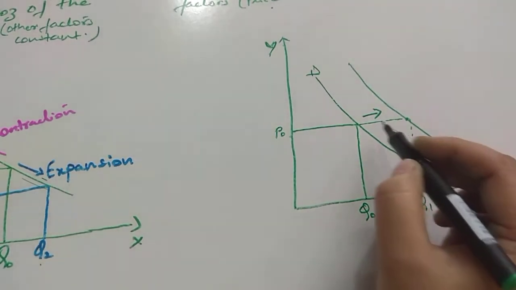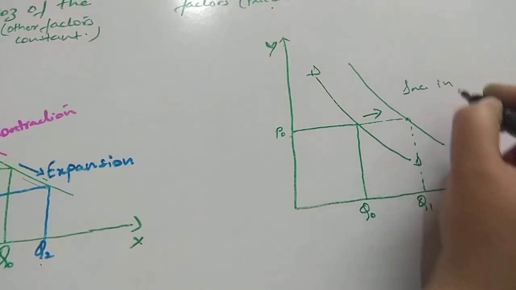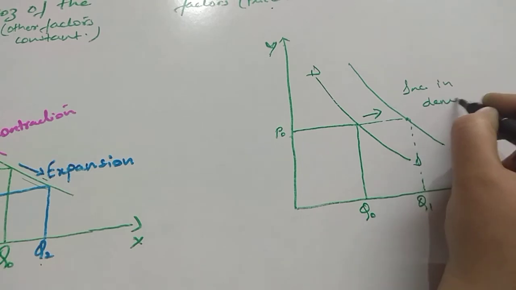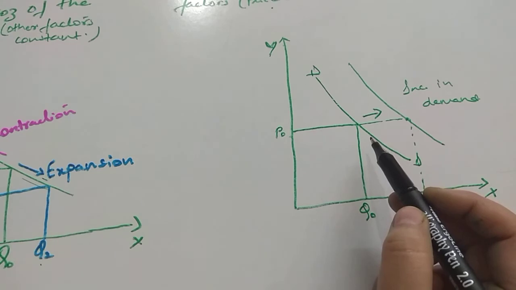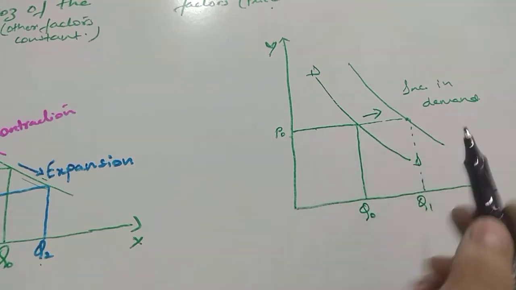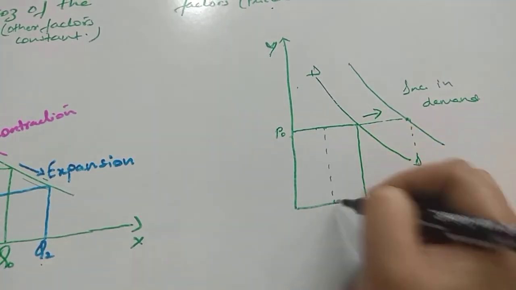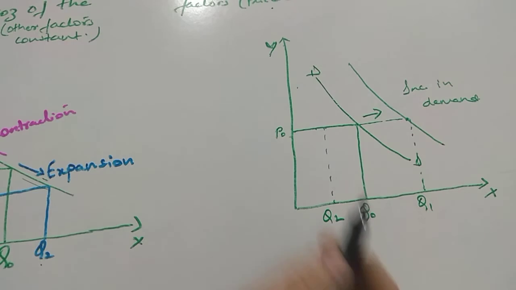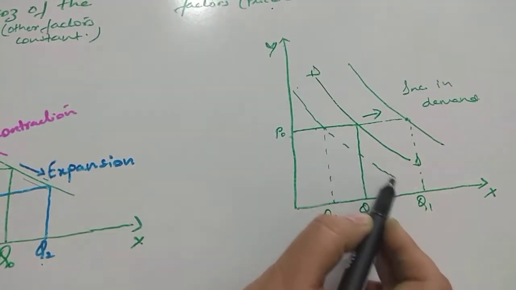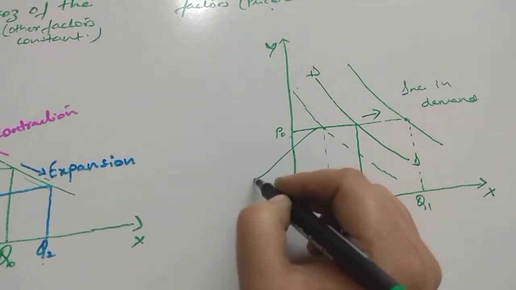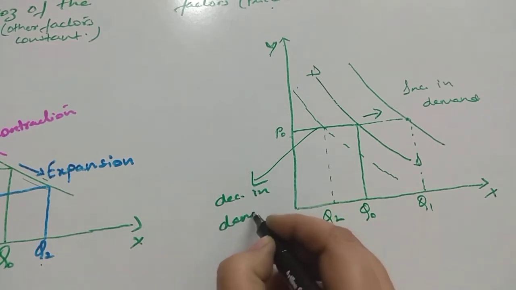So here, this shift is called an increase in demand. Now, if the income of the consumer falls, at the same price, he will buy less of it. He will buy Q2 units. So the entire demand curve shifts to the left. So this is called a decrease in demand.